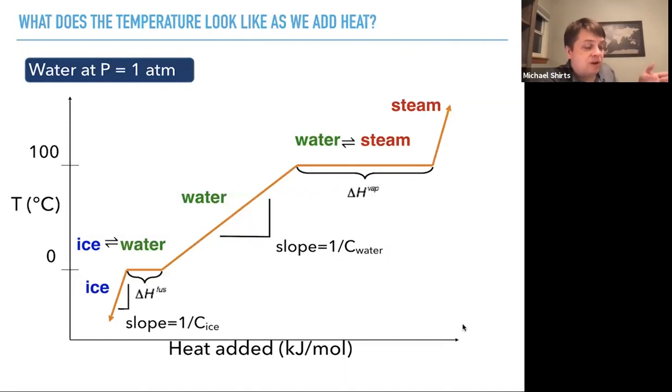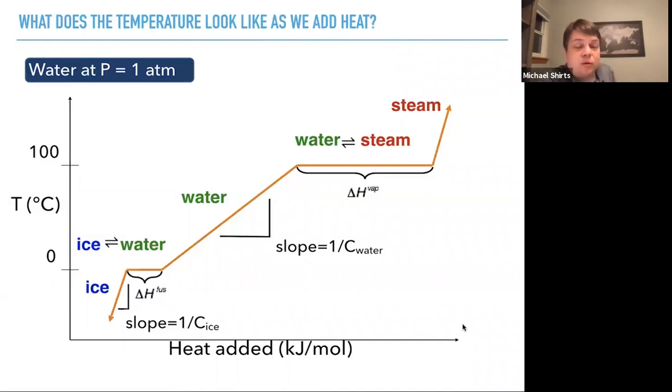The slope there will be 1 over the heat capacity of water, and heat capacities of solids and liquids are relatively similar. So you heat that up until you get to the boiling point, and at that point you start converting liquid water to steam. And how much heat does that process take? Well, it takes the heat of vaporization.